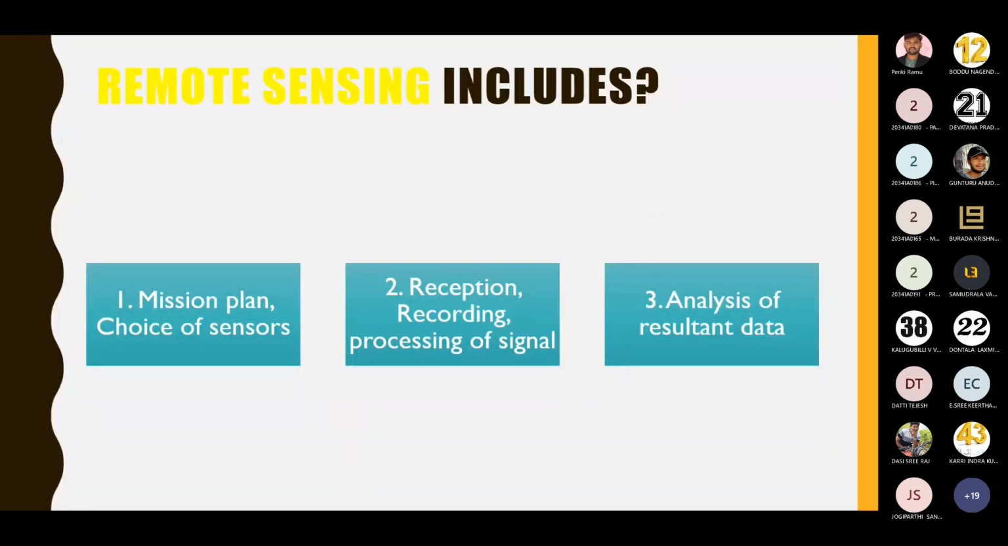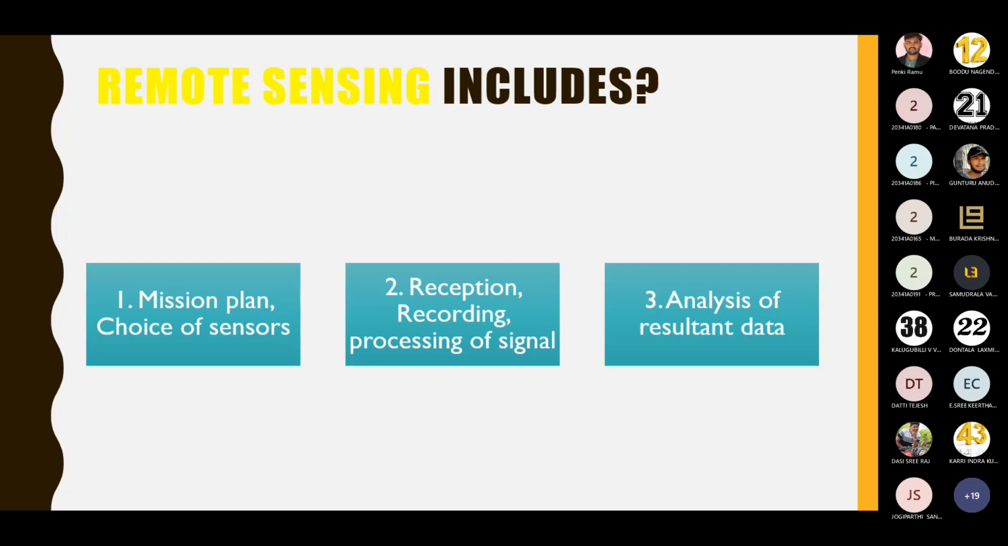And this remote sensing basically includes mission plan, choice of sensors, reception, recording and processing of the signal, and then analysis of the resultant data. Mission plan in the sense, what is the purpose of your satellite mission? You want to study the cryosphere, or you want to study rainfall, or the satellite is being launched for communication purpose. That has to be decided first of all. Then according to your target or your motive, that means mission plan, you do the choice of sensors. You will select the sensors and you will design the sensors.